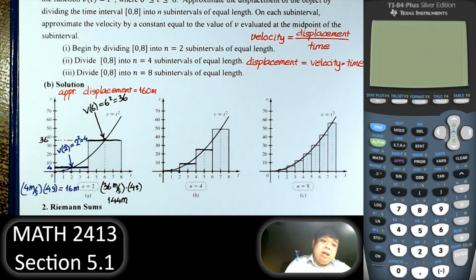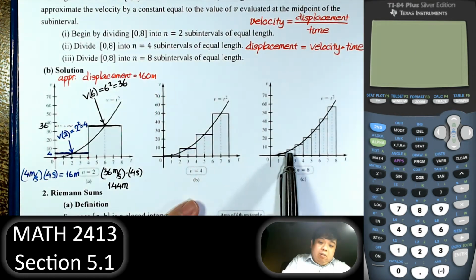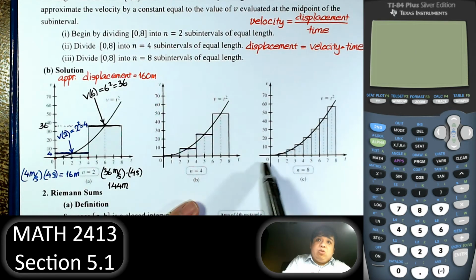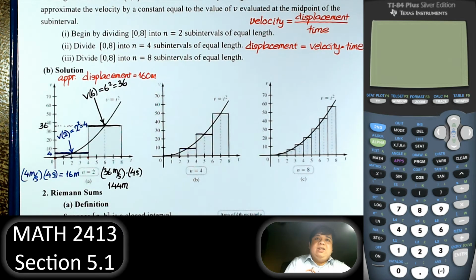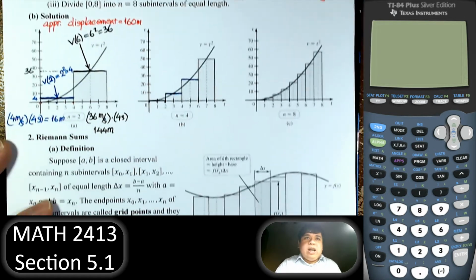So we could say approximating area under the curve is just adding the areas of those rectangles together. The more rectangles, the better. So that's the idea of this section. Right, now let's get more technical.